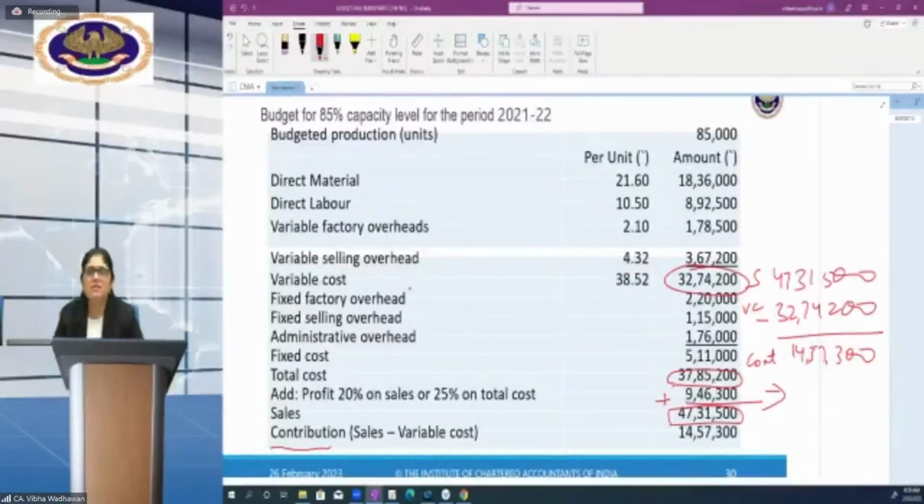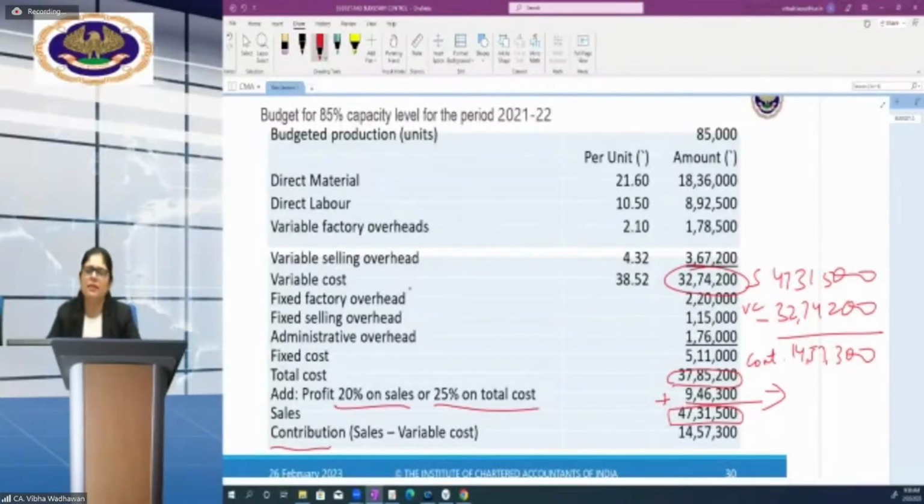You should understand how you have to calculate what you have to calculate. If you are very clear in your mind how you have to calculate, then approaching the question becomes very easy. So contribution we have calculated, sales minus variable cost, and we have calculated the cost and added the profit. And again, as I said, 20% of sales, 25% on cost. Generally, profit is denoted as a percentage on sales only, but we have to calculate on cost. So this is how we do it. So that is the contribution.